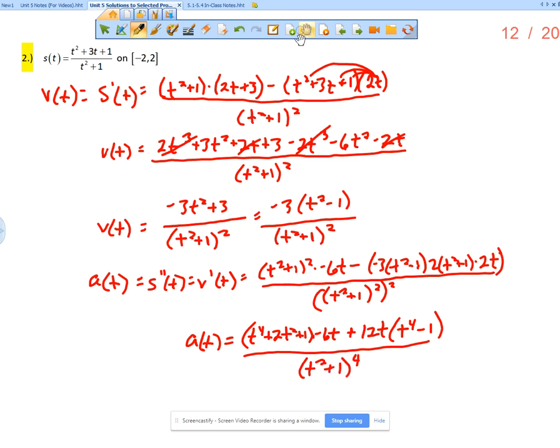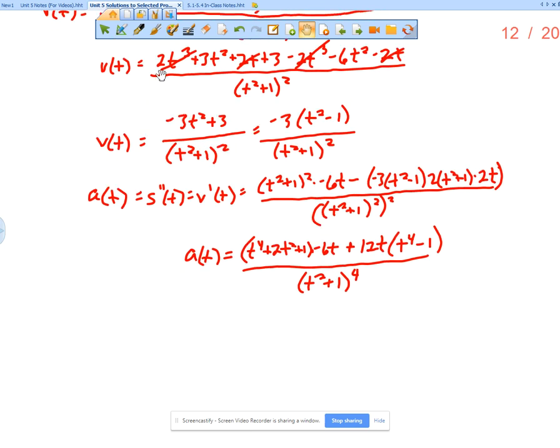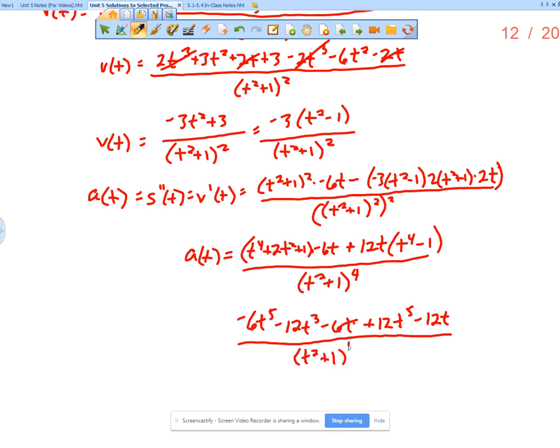Now let's simplify a little bit more. I'm going to distribute the negative 6t. So this is going to be negative 6t to the fifth minus 12t cubed minus 6t. Then I get plus 12t to the fifth, and then I get minus 12t. All of that divided by t squared plus 1 to the 4th.